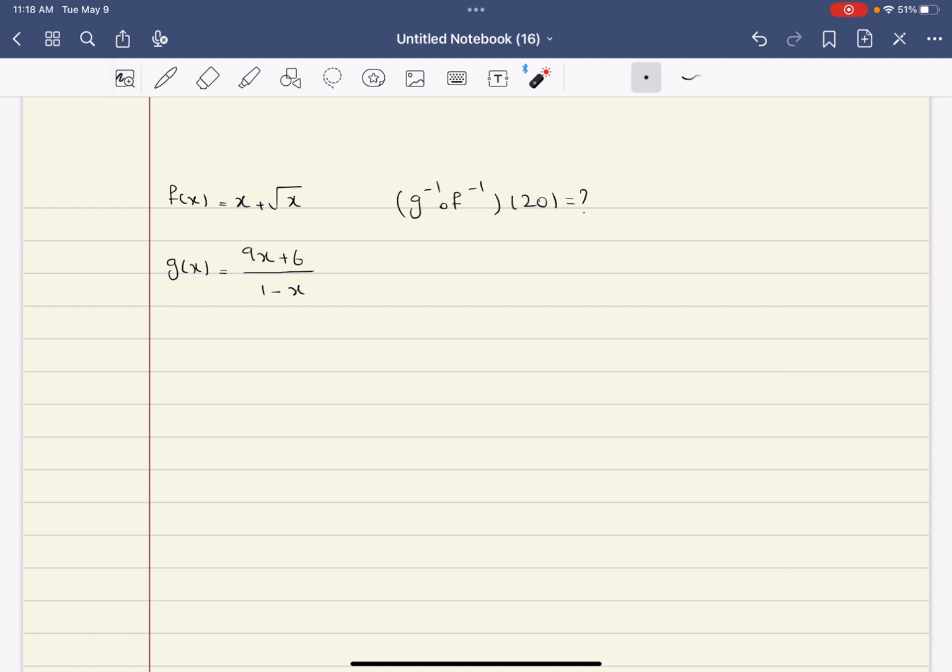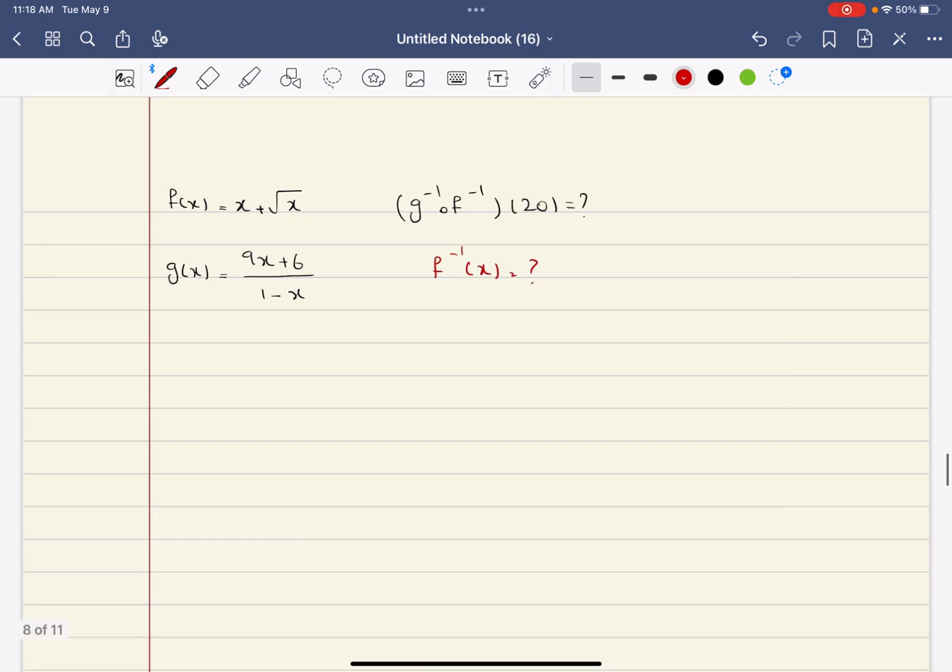So let's go to the problem and the way that we should solve it. The question is asking for the inverse of function g at the inverse of function f at 20, or g to the power of negative 1 of f to the power of negative 1 at 20. So f(x) is x plus root x and g(x) is as this.